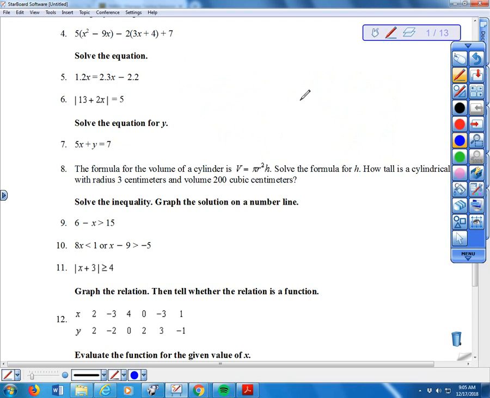Solve the equation for y. Y equals negative 5x plus 7. Just have to subtract the 5x to both.